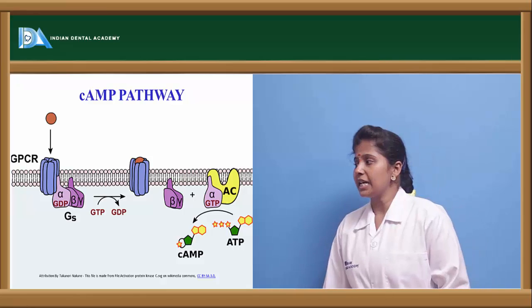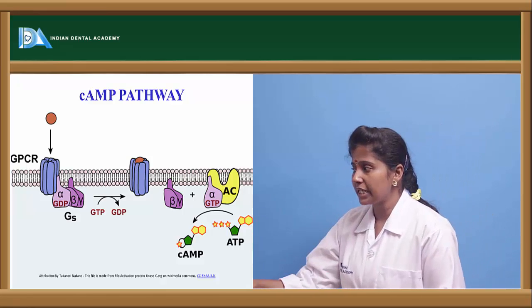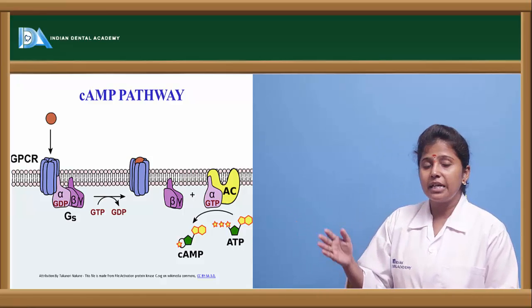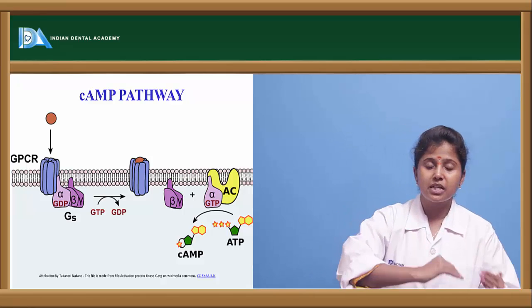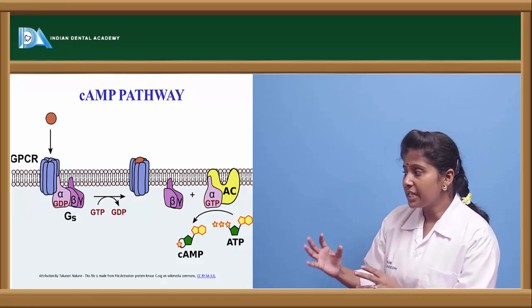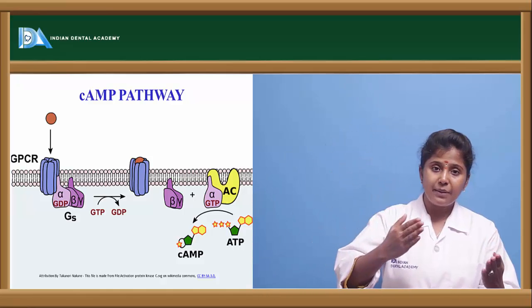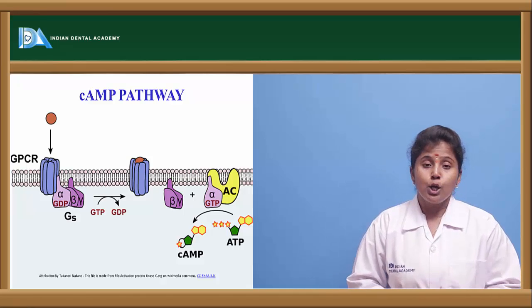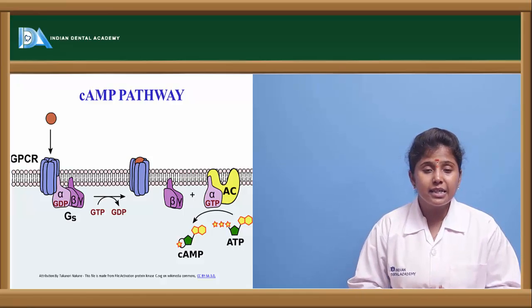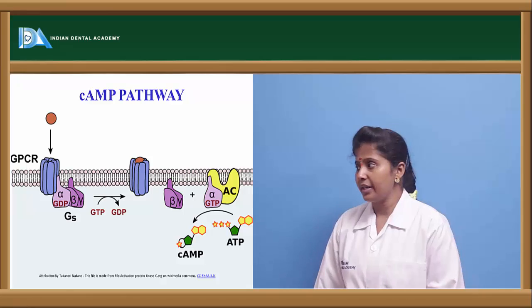So if we see the cyclic AMP pathway, the GPCR, when it is getting opened, the drug molecule is entering, and the GDP is binding to the alpha subunit, and thereby the GTP is converted to GDP. So this conversion will help the ATP to convert to cyclic AMP with the help of an enzyme called adenylyl cyclase. If the cyclic AMP levels are increased, then it shows excitatory effect, and when the cyclic AMP levels are decreased, it shows inhibitory effect.